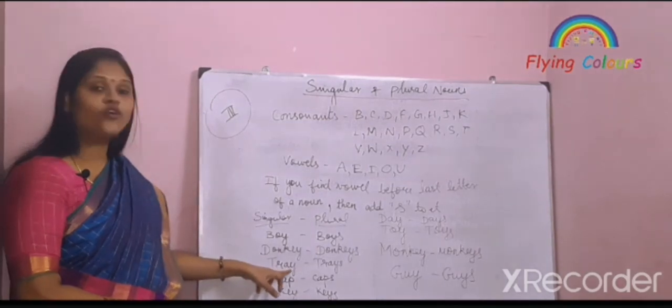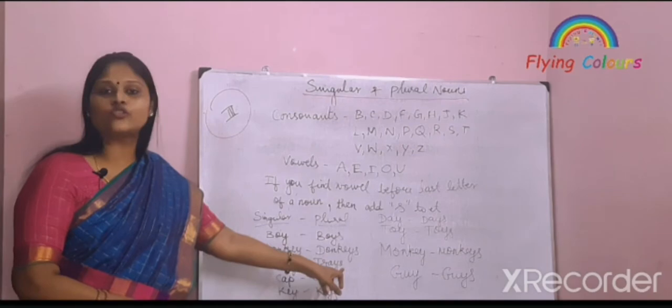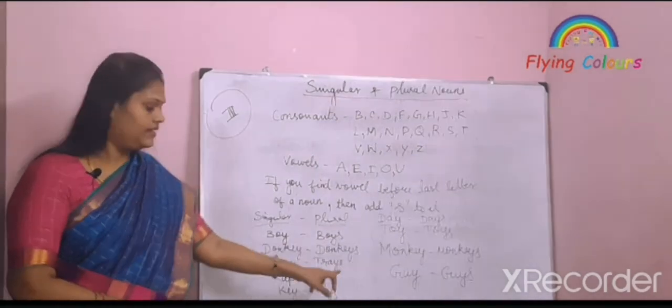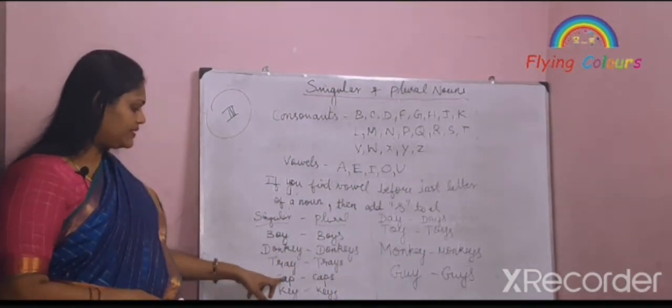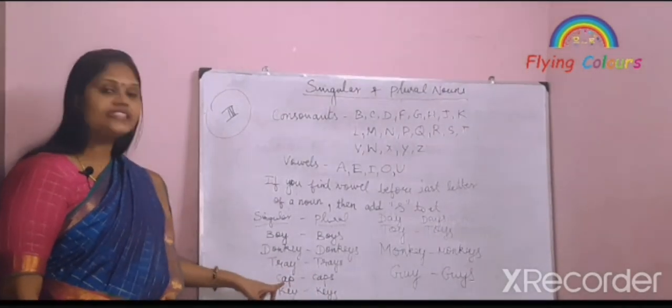Tray. Before Y, I can see the vowel A. So, I am adding just S to the noun without dropping anything. The next one, cap. C-A-P, cap. So, caps. Before P, I can see the vowel A.